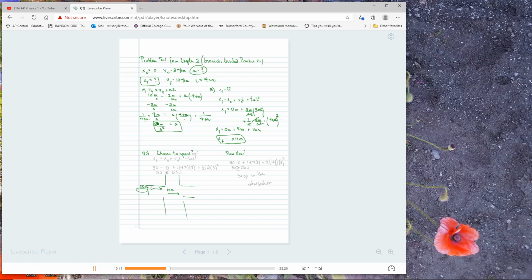So to speed up, what do I need to do? X final equals X original plus V original T plus 1/2 A T squared. I'm going to want my X final to be at least 30. So I'm going to say, let's just barely get across. Start at 0. You could also work this one as I need to go 10, and I'm already at 20. That's another way to work that. This is just easier, though.